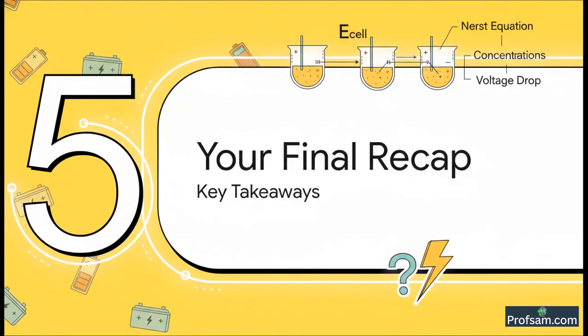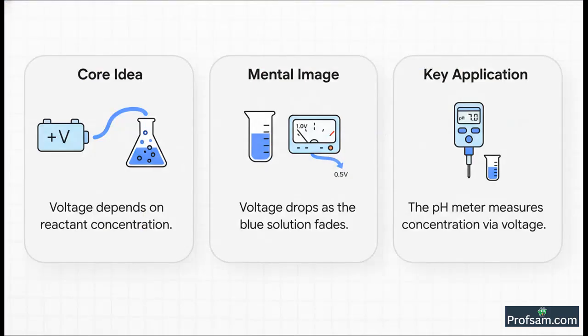So, we started with a mystery about why a battery's voltage drops, and we have found the solution. Let's do a quick recap of the most important things to remember. Please remember these three key things. First, the core idea. A cell's voltage is not a fixed number. It always depends on the concentration of its reactants.